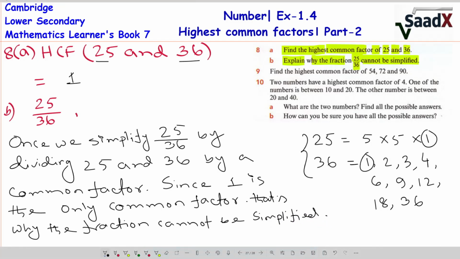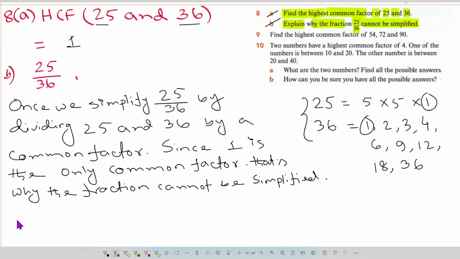Okay, I hope you understand this one. So now number 8a and b are done. Number 9. Find the highest common factor of 54, 72 and 90. So we have to find out the HCF of 54, 72 and 90.